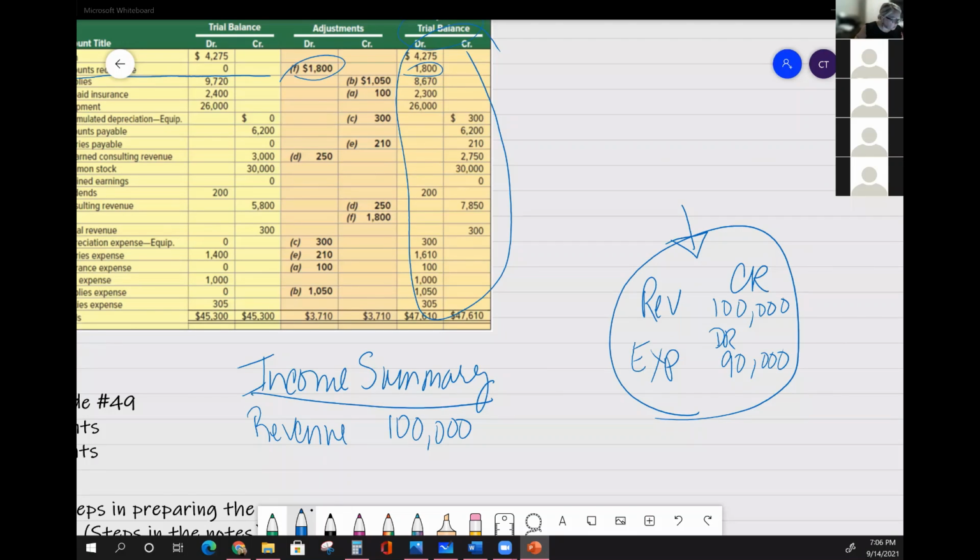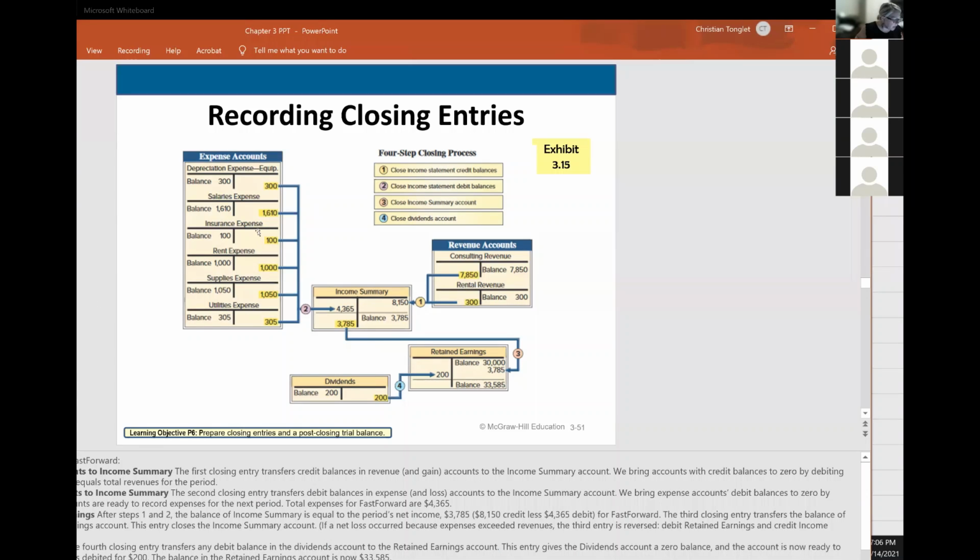All right. So here's all the expense accounts here. And all of these expenses are a debit. So what needs to happen is they have to go into the income summary, and they have to have a credit in order to wipe them out. And then when you have your revenue accounts, you want to put them in as a debit so you can wipe those out. And then the difference is going to get rolled into your retained earnings. So that's how you would close all of your accounts.